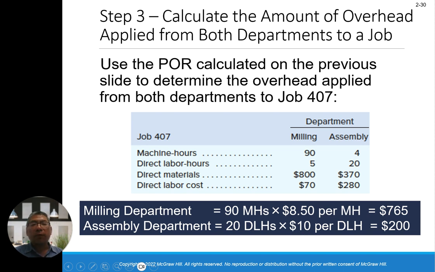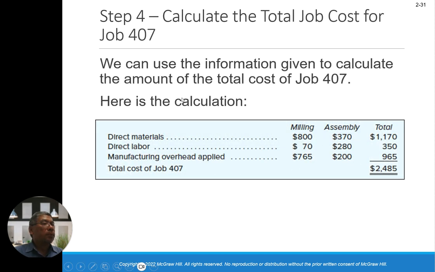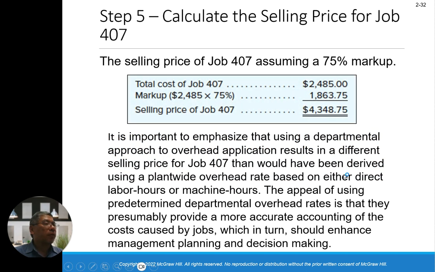Then step 4 is based on the calculation of this. You plug it in together: direct materials 800 plus 370, you get 1,170; direct labor 70 plus 280, you get 350; manufacturing overhead 765 plus 200 is 965. The total job cost is 2,485. After that, you do step 5, the selling price. You take your job cost of 2,485 times the 75% markup, so the selling price will be 4,347.